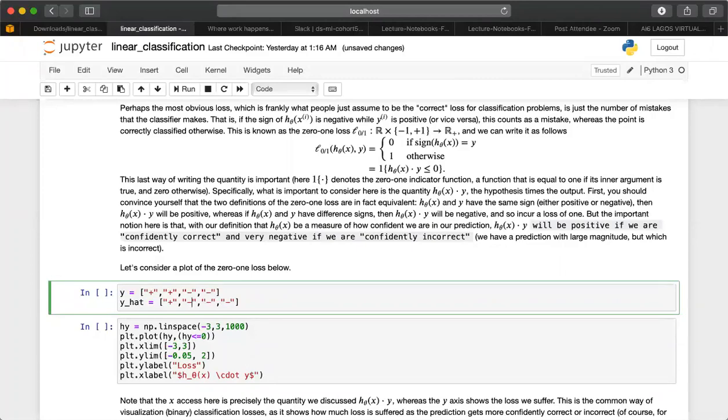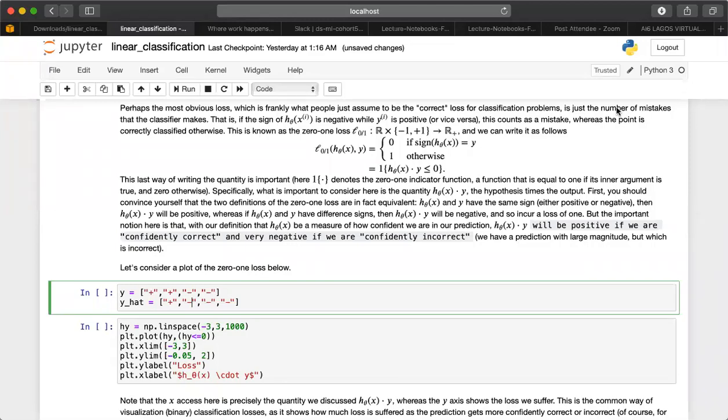Okay. So from the definition we have there, your loss is 0 if the sign of your hypothesis exactly equals the sign of your label. So if you look at it, you have 4 data points. Is the sign of your first hypothesis equal to the sign of your label? True. So what is your loss?